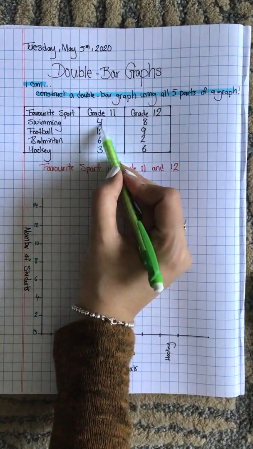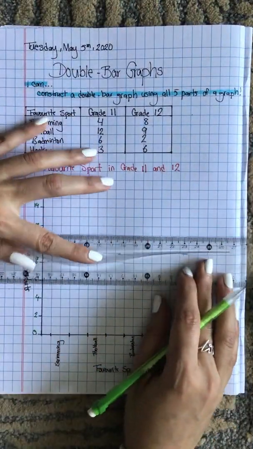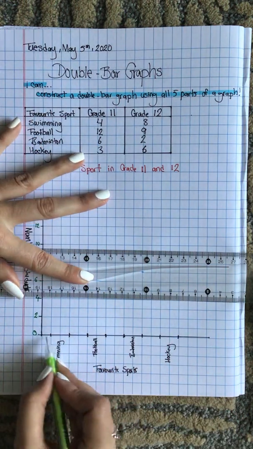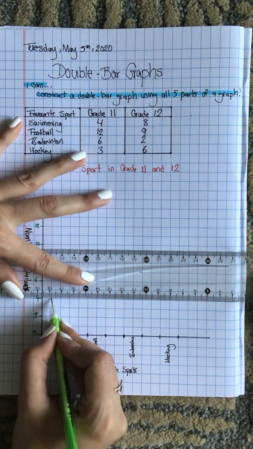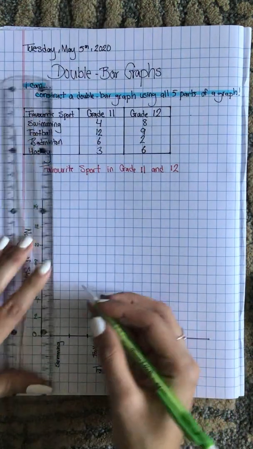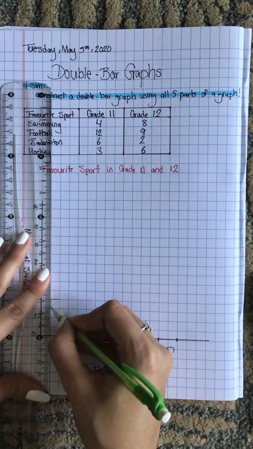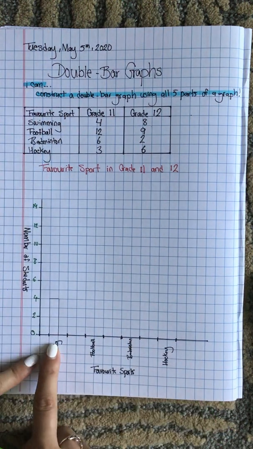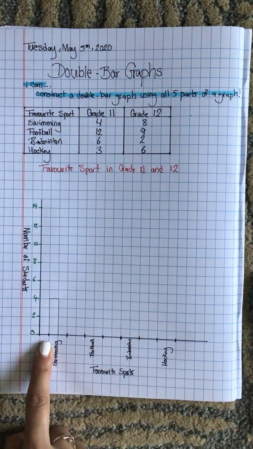So swimming for grade 11 is 4. So I'm going to take my ruler. I'm going to put it on 4, right? I'm going to go onto swimming on the left one and then draw. Okay. So that's the bar for swimming for grade 11. Okay, don't color it just yet. I want to go step by step.